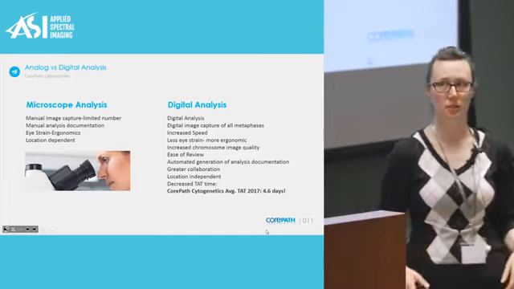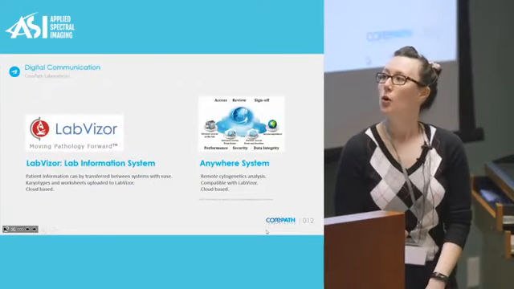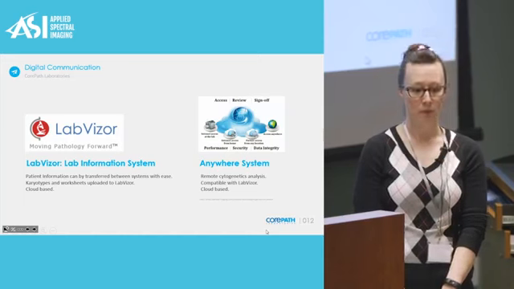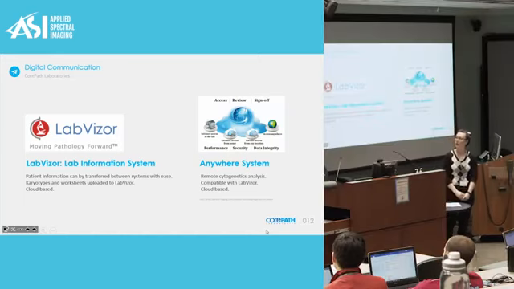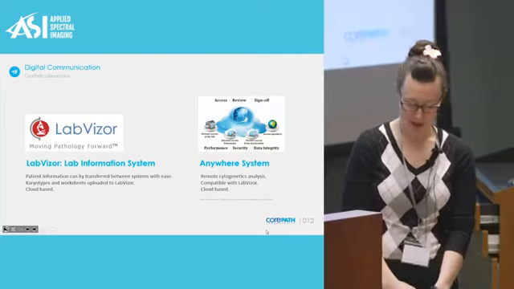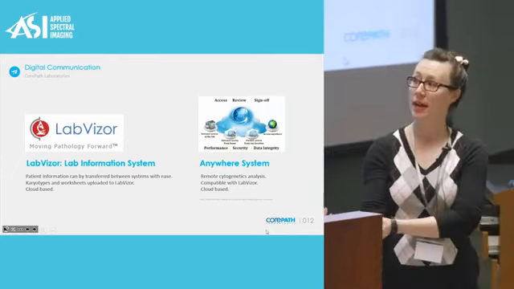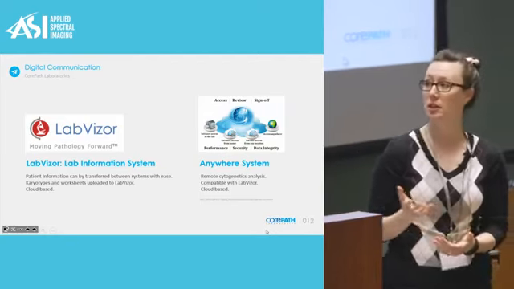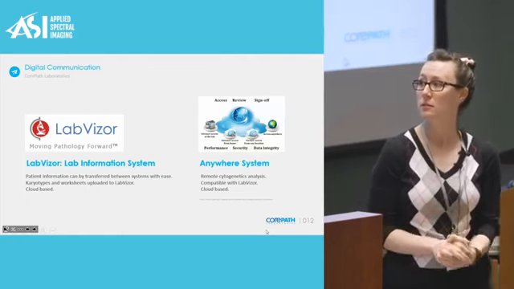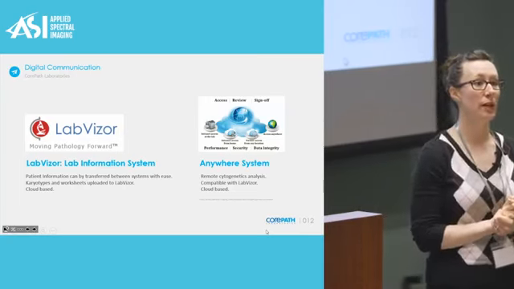So speaking of digital and digital communication, since we live in a digital age, one of the things that separates CorePath a little bit from other laboratories is how we communicate digitally with people. At CorePath, we have our lab information system, and that is called LabVisor. LabVisor is our LIS system. And this has made a giant leap with our communication. So we have our ASI suite that communicates directly with LabVisor. LabVisor is our cloud-based LIS system that allows us to transfer information directly from one to the other.